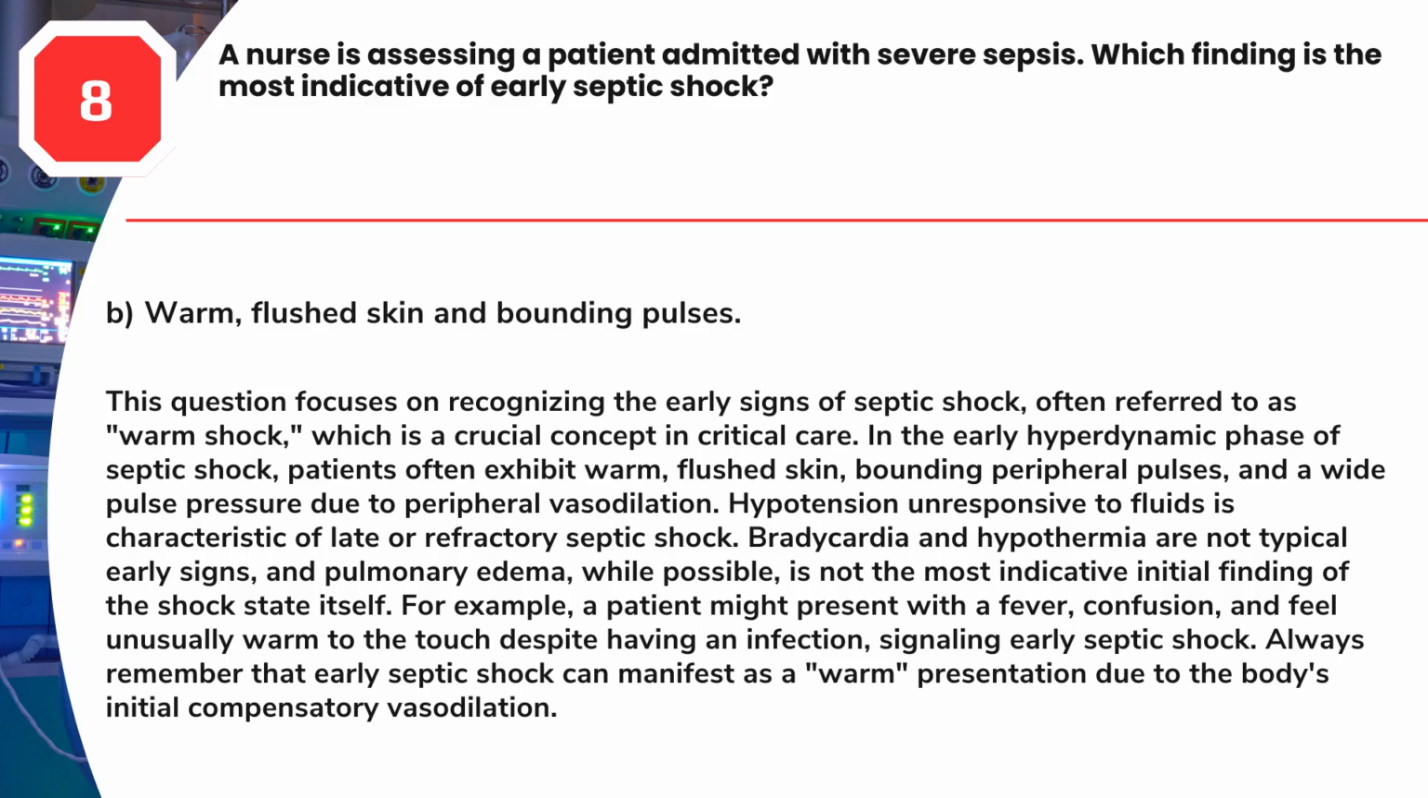Hypotension unresponsive to fluids is characteristic of late or refractory septic shock. Bradycardia and hypothermia are not typical early signs, and pulmonary edema, while possible, is not the most indicative initial finding of the shock state itself. For example, a patient might present with a fever, confusion, and feel unusually warm to the touch despite having an infection, signaling early septic shock. Always remember that early septic shock can manifest as a warm presentation due to the body's initial compensatory vasodilation.